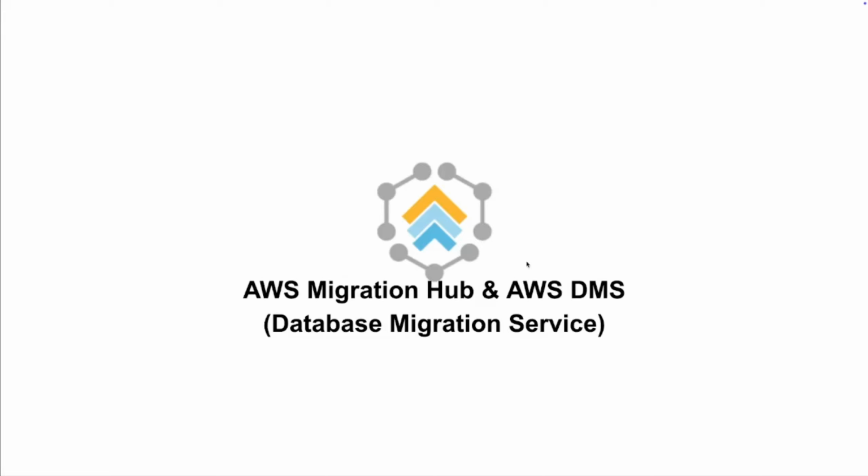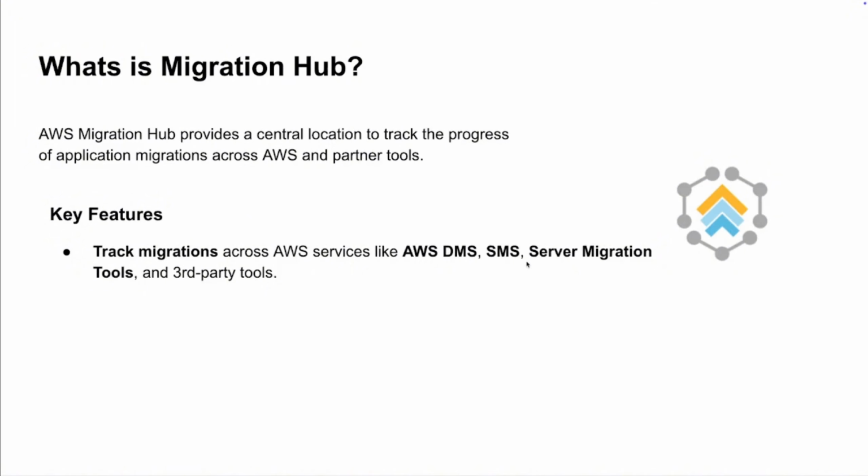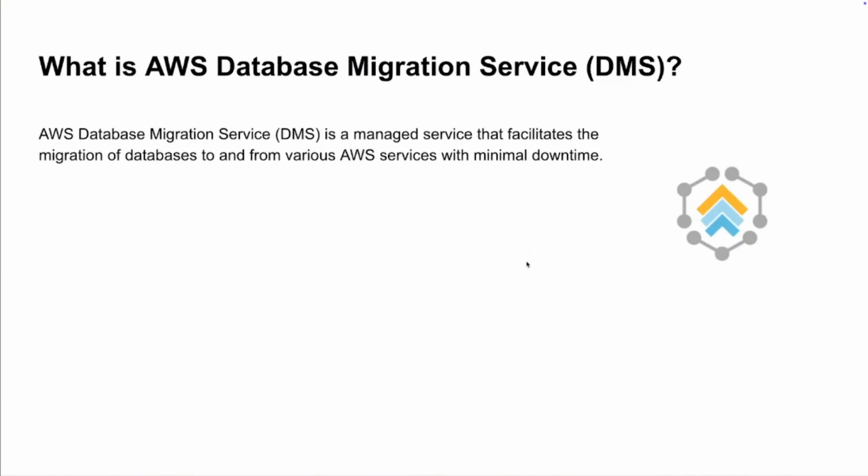Alright, so in this video we'll be looking at AWS Migration Hub and AWS Database Migration Service. So what is Migration Hub? AWS Migration Hub provides a central location to track progress of application migration across AWS and partner tools. Key features: track migration across AWS services like AWS DMS, SMS, server migration tools, and third-party tools. Group resources into applications, view progress from discovery to migration, integrated with Application Discovery Service.